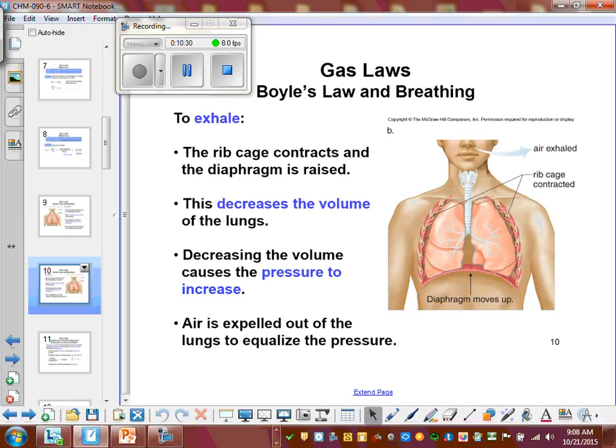Exhale: the rib cage contracts, the diaphragm is raised, the volume inside your lungs gets smaller. As the volume inside gets smaller, the pressure goes up. So now the pressure in your lungs exceeds the outside pressure. So the air in your lungs does what? Goes out. It's called exhaling. Actually, it's mostly carbon dioxide that comes out. The gas inside your lungs comes out. So, there you go. There's the scientific explanation of inhaling and exhaling.